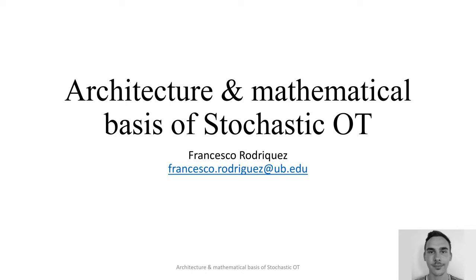Welcome to the second part of this class on Stochastic Optimality Theory. What I'm going to present in this part of the course is the general architecture that is used in Stochastic OT and the implementation that we're interested in this course, which is the so-called gradual learning algorithm.